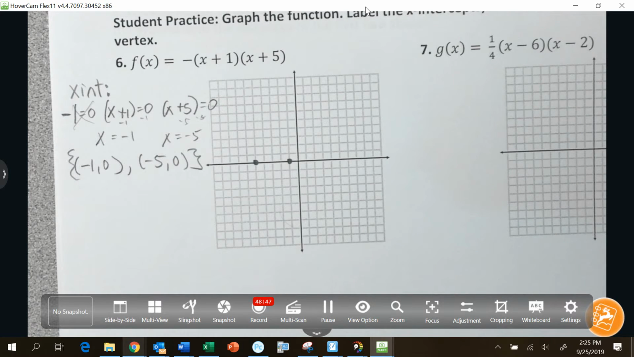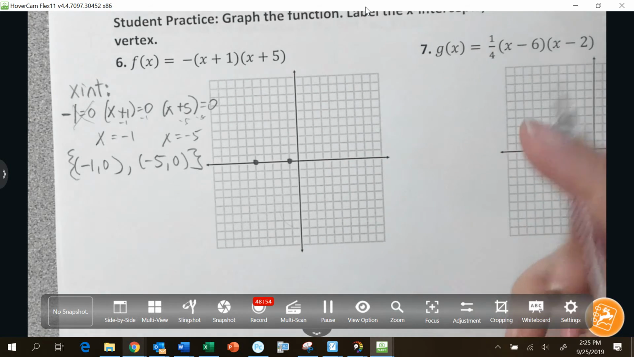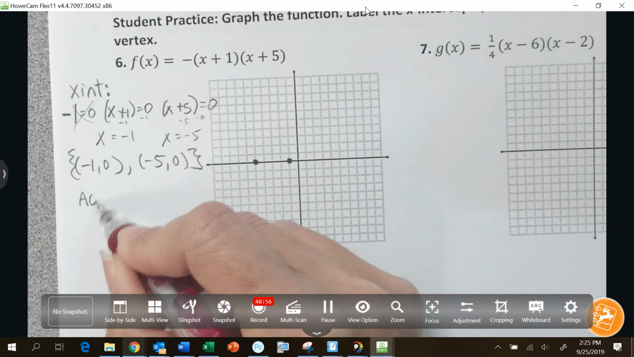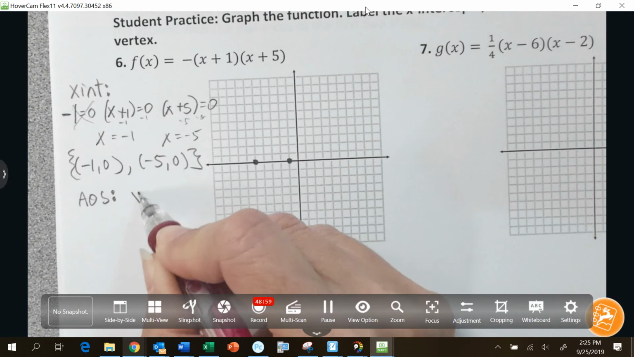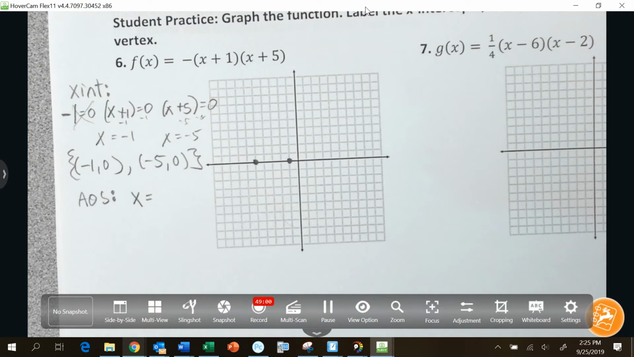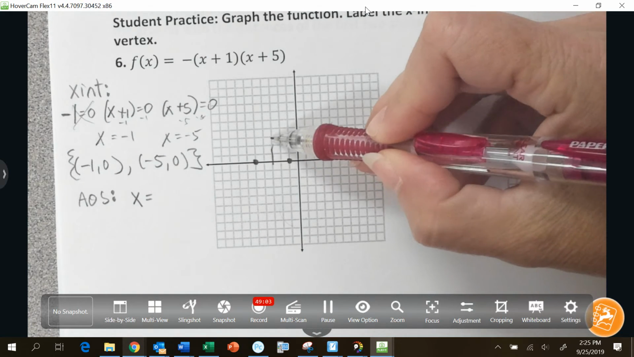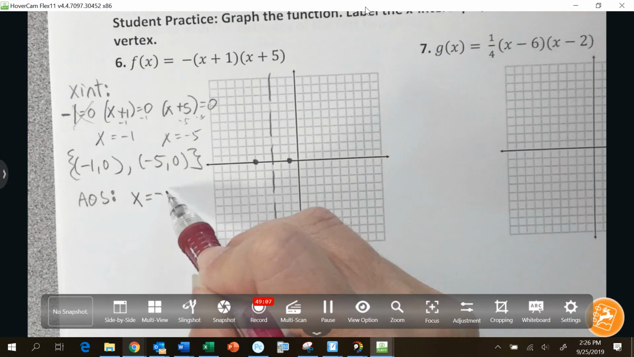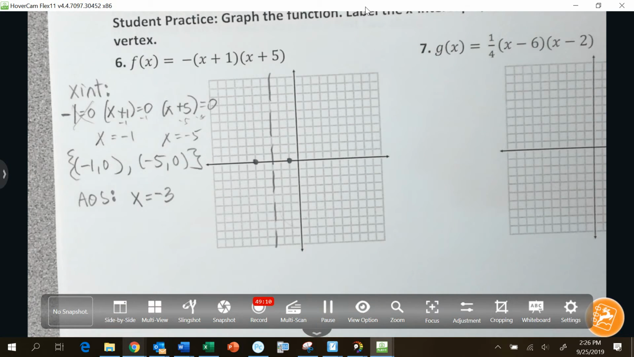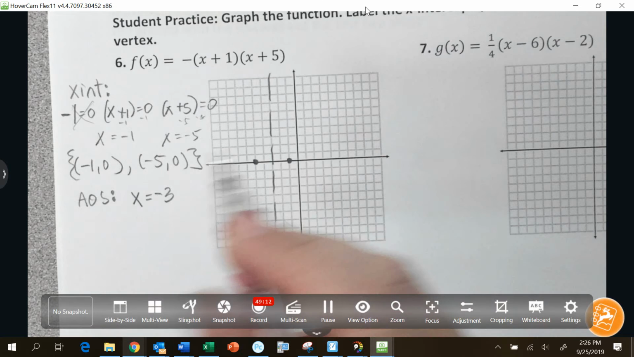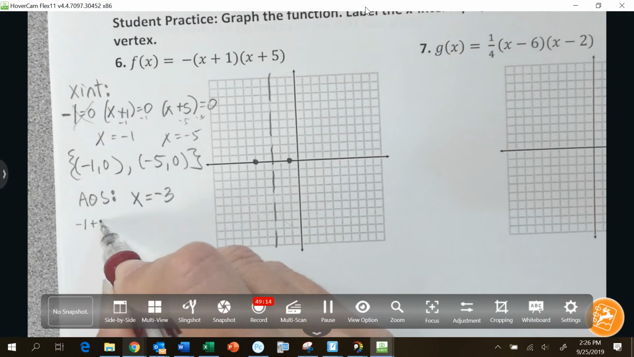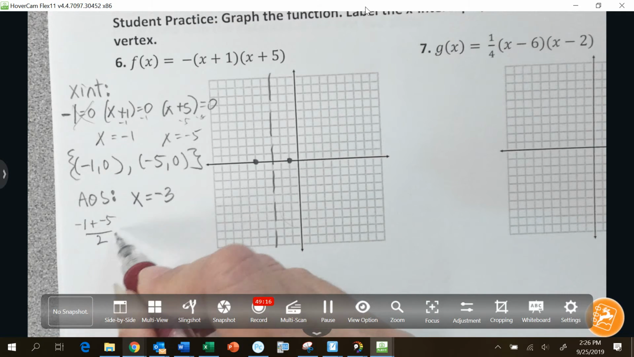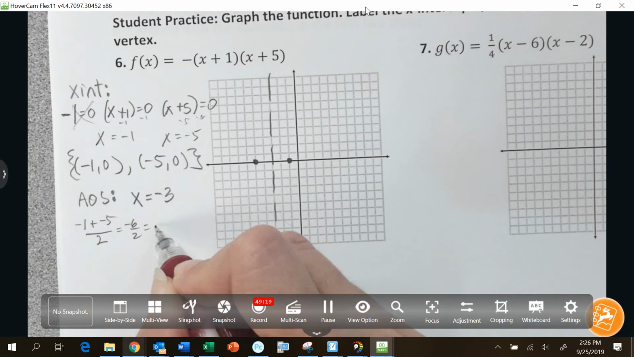Once you have those 2 points, we know they have to mirror each other. So we can find the mirror. Axis of symmetry. So it's x equals -3. So you can maybe look at the graph and find out it is x equals -3, or you can average the x values together. You can put -1 plus -5 divided by 2, average them, which gives you -6 over 2, which is -3.